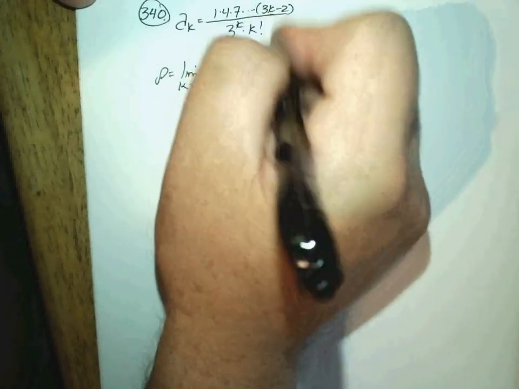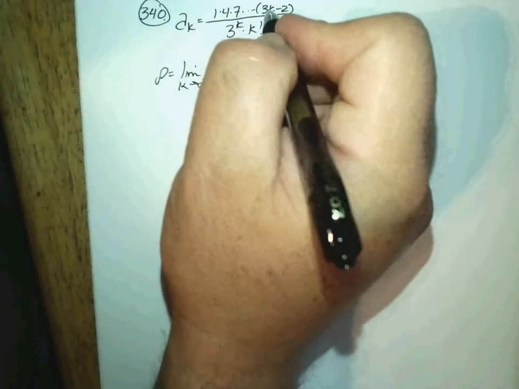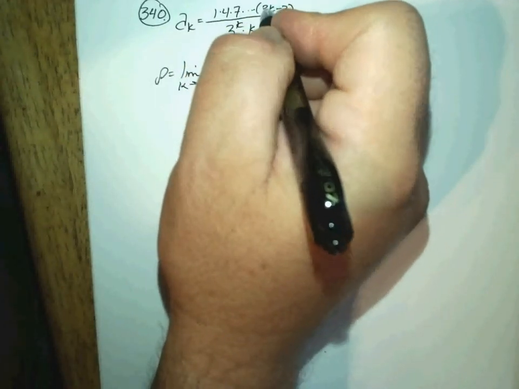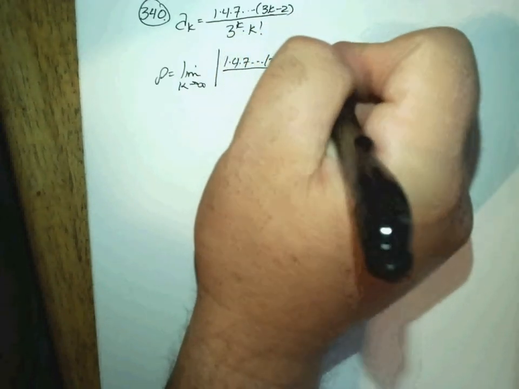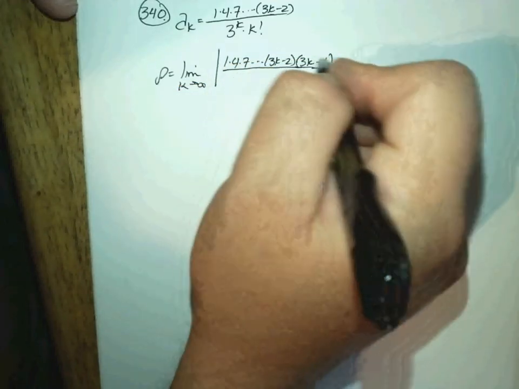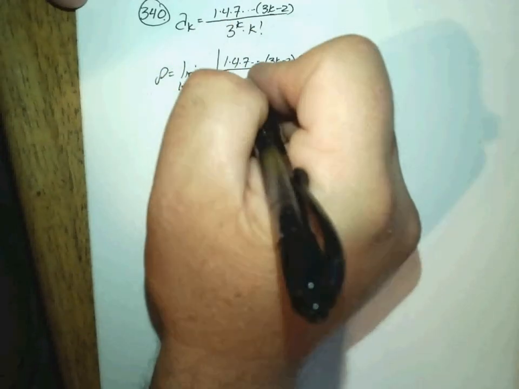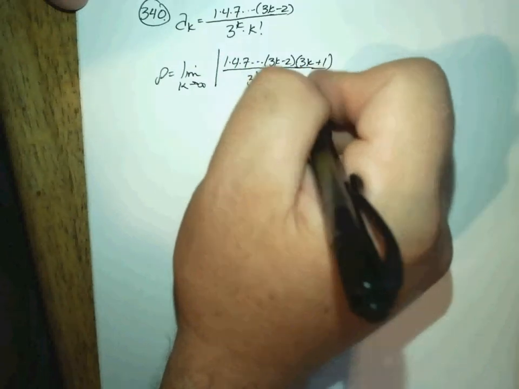Rho is going to be the limit as k goes to infinity. I have to take this and increase the k by 1. So obviously I'll have 3k minus 2, but what's the next term? Well, when you increase k by 1, this 3k becomes 3k plus 3. Minus a 2 becomes 3k plus 1. Think about the pattern. 1, 4, 7, you're skipping by 3's.